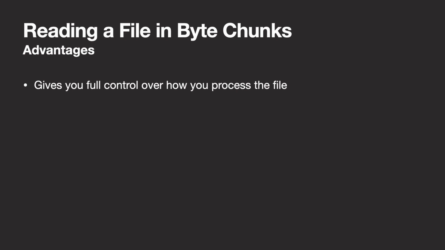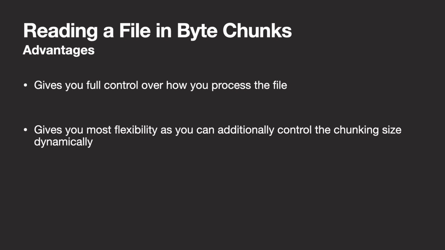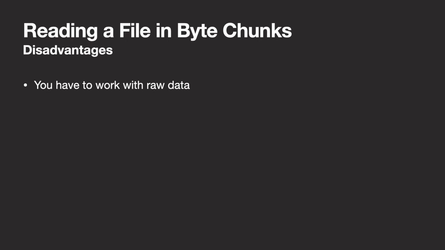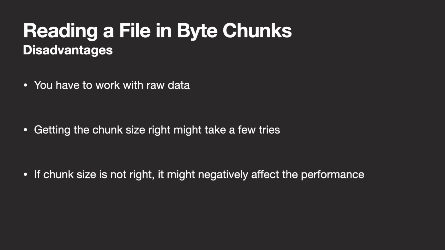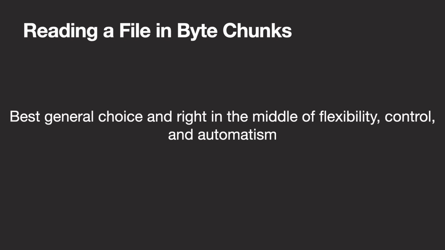You still have full control over how you process the file, and it gives you probably the most flexibility, as you can easily set the chunking size dynamically. Lastly, large files are no problem at all, as you only read data in chunks. Naturally, there are also a few disadvantages though. You have to handle raw data in this case, and it might take a few tries for you to set the right buffer size. And importantly, if you don't get the chunking size right, you might negatively impact the performance of your implementation. Overall, this method is a great general choice, as it sits right in the middle of flexibility, control, and automatism.